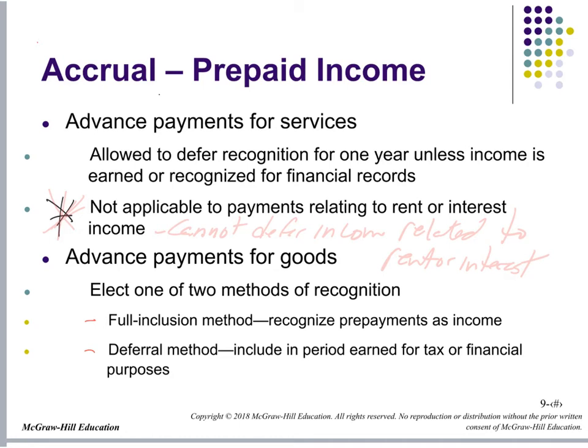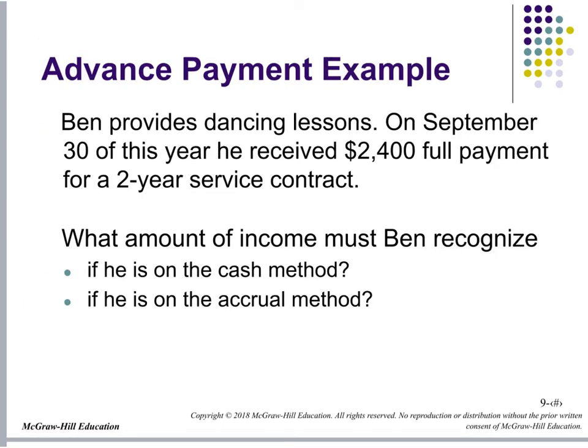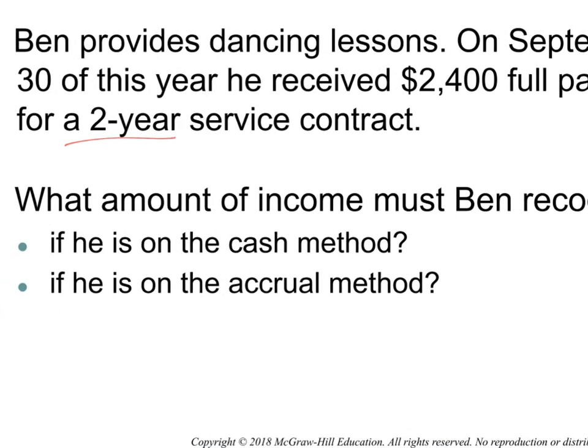Okay, so let's look at an example. All right, so we've got Ben again. Ben's a busy guy. And now he's providing dancing lessons. And on September 30th this year, he received $2,400 full payment for a 2-year service contract. So somebody paid him up front, and they're going to take 2 years of dance lessons. What amount of income must Ben recognize if he's on the cash method or if he's on the accrual method?